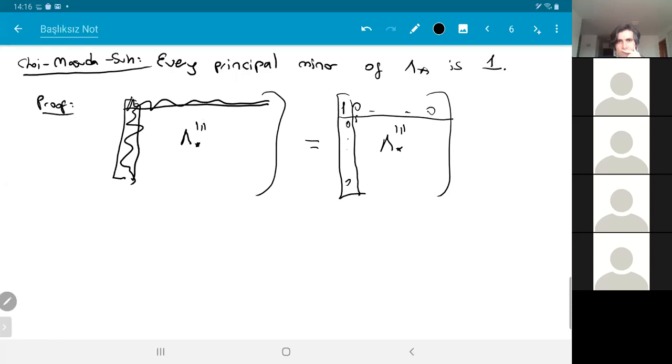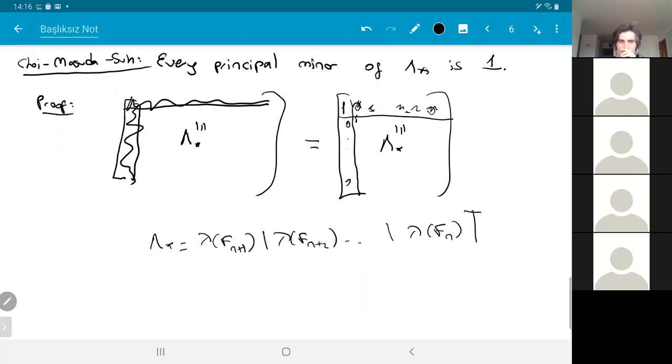But also it's the same as the determinant of a matrix where I can put any numbers here. In this case, I am putting one or zero, right? But I can recall that gamma star was lambda Fn plus one, lambda Fn plus two, and so on. Now, I can make this matrix by changing these numbers a little bit.